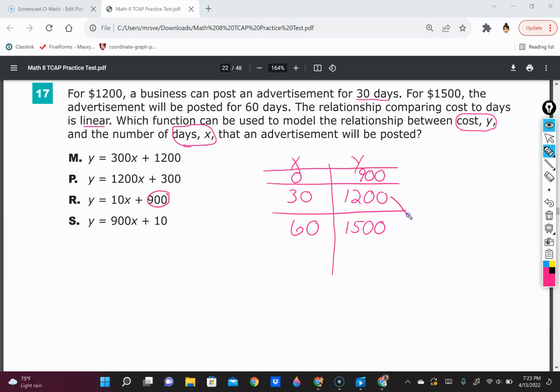You can also calculate your rate. Like I said, we are increasing by 300 on the y's, increasing by 30 on the x's. Your slope is your y divided by your x, which would be 300 divided by 30. Reduce that fraction. 30 divided by 3 would give me a rate or a slope of 10.